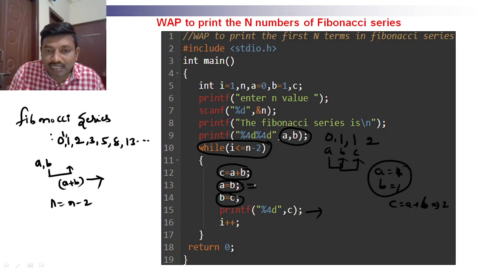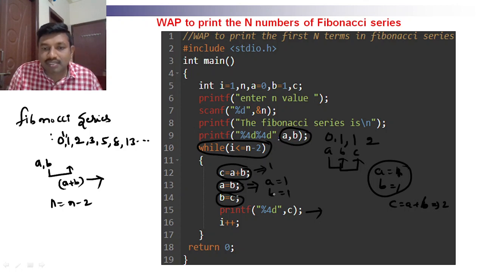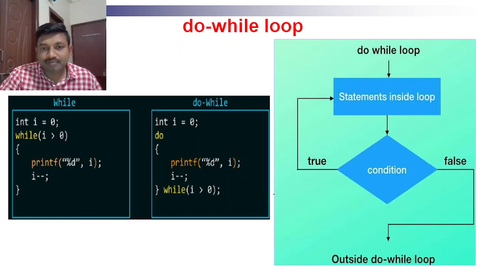Now what happens initially when i is equal to 1, your a is equal to b, means a becomes 1, and b is equal to c, means now c has been rightly calculated. The value of c is 0 plus 1, it is 1. Now b is updated. The same is repeated till we reach the i value up to n minus 2, means n terms will be printed.